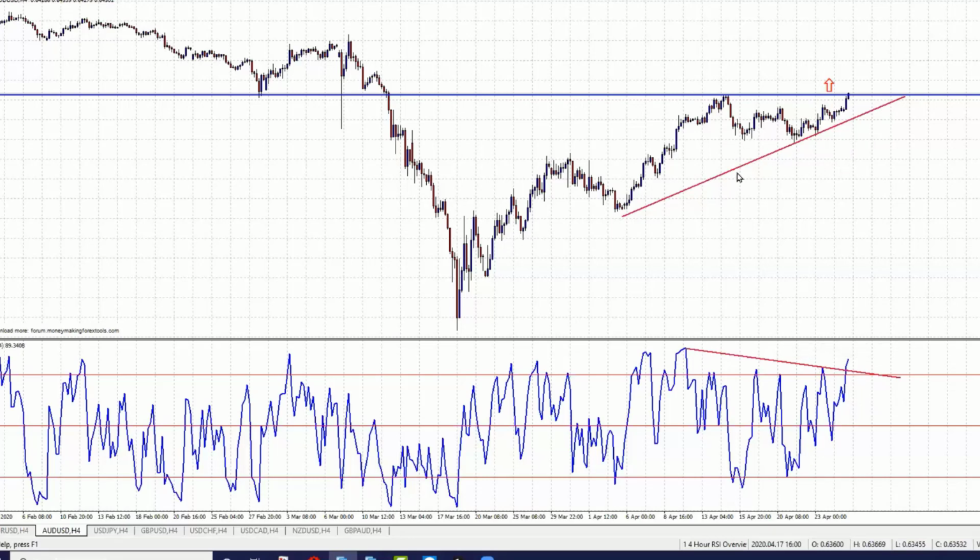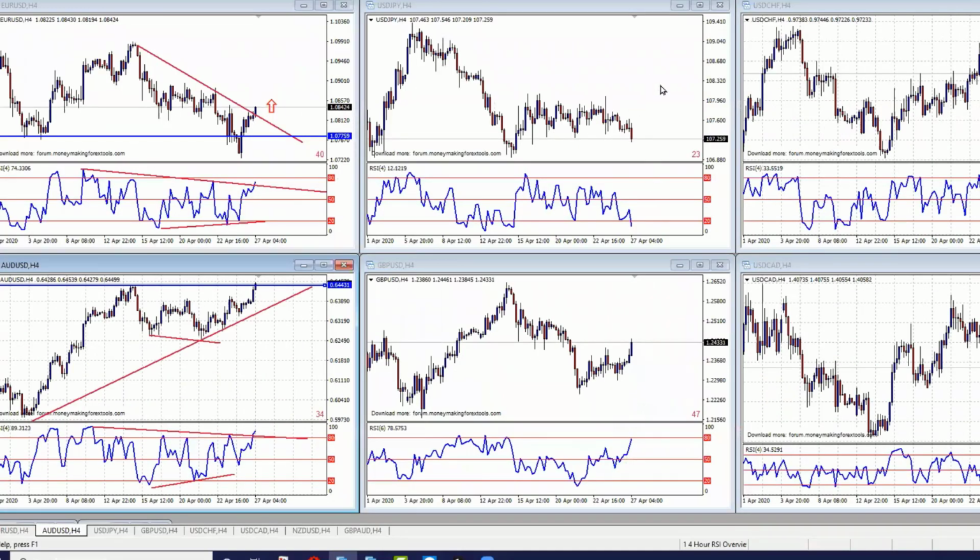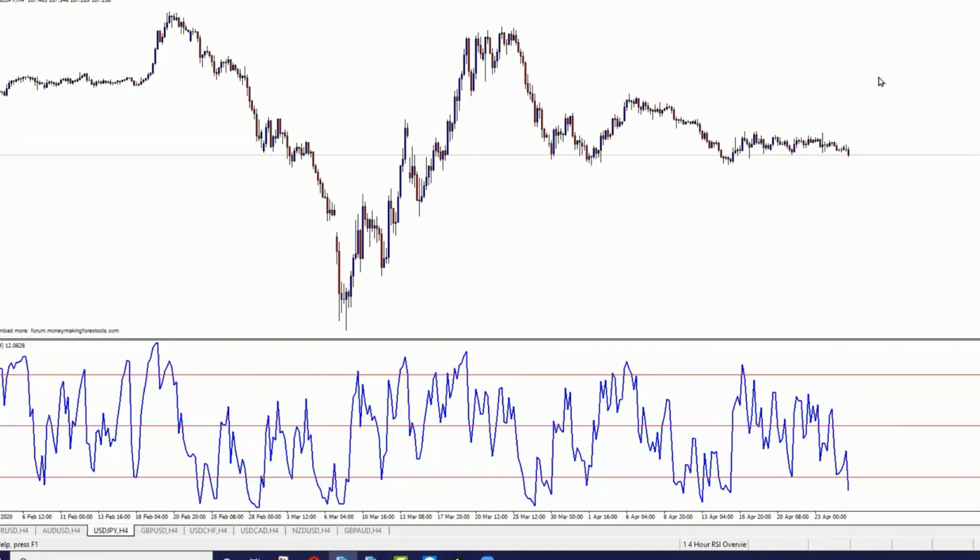There would also be some divergences here. See, that's going down and that's going up. So there's also some divergences. And I'm doing really rough analysis, but you can see this is good enough.